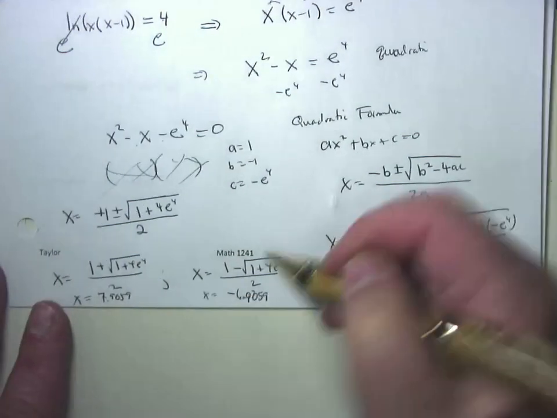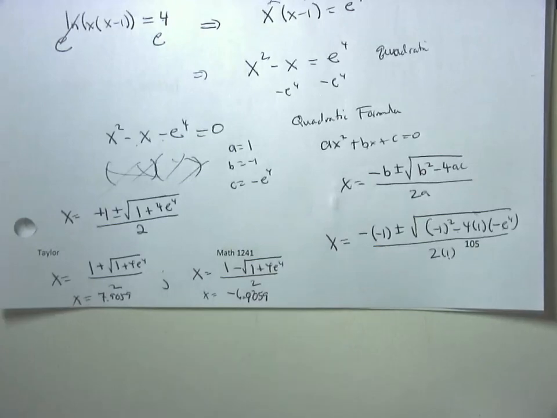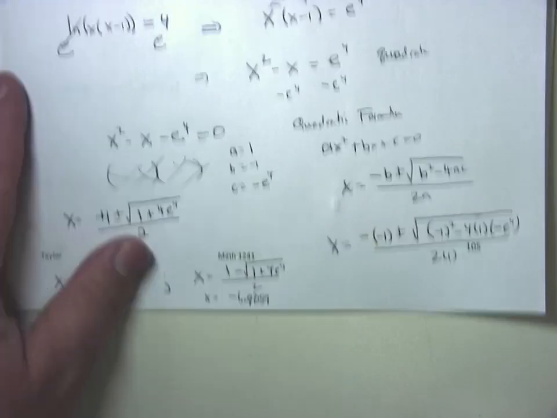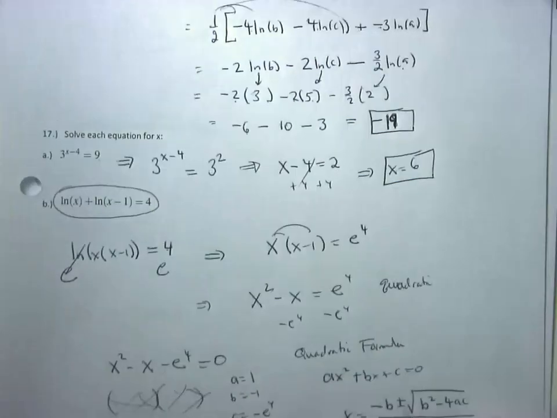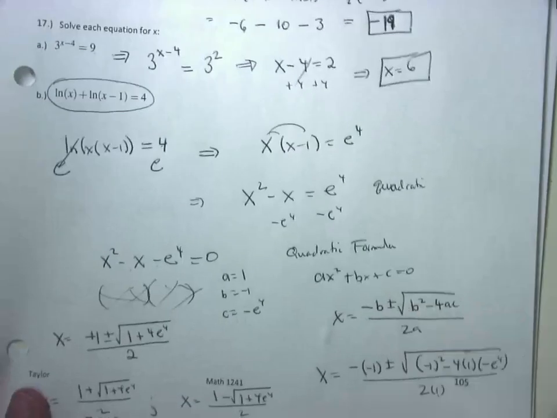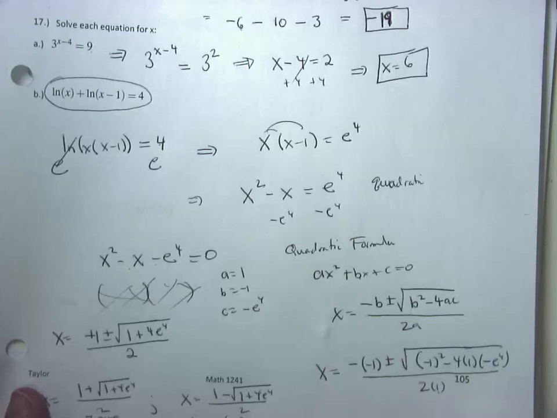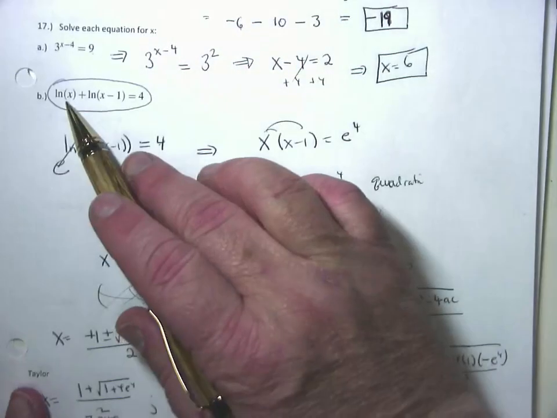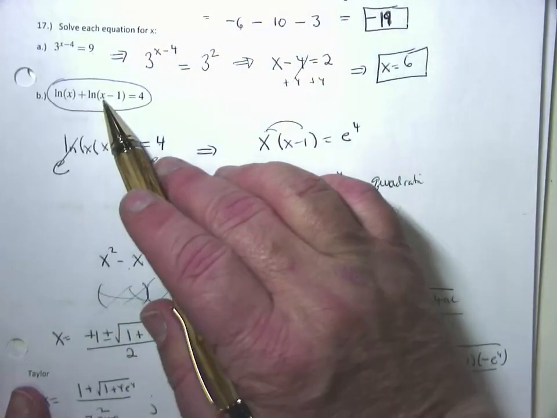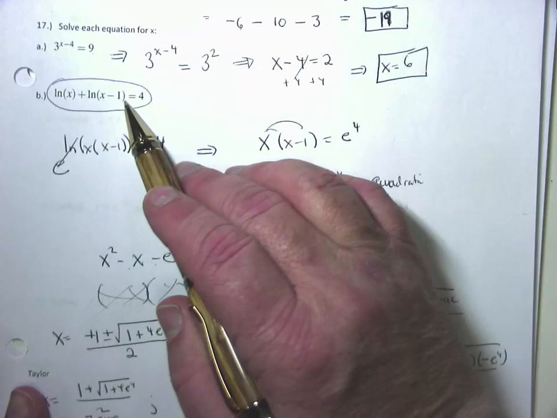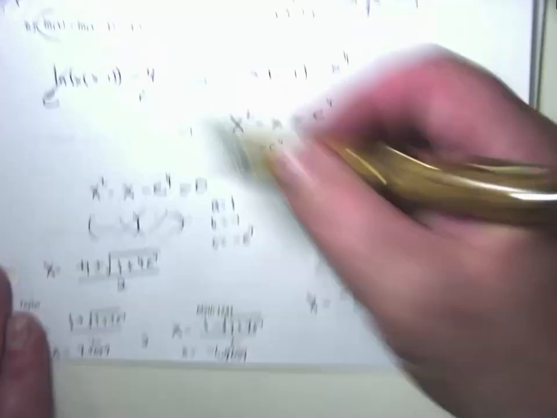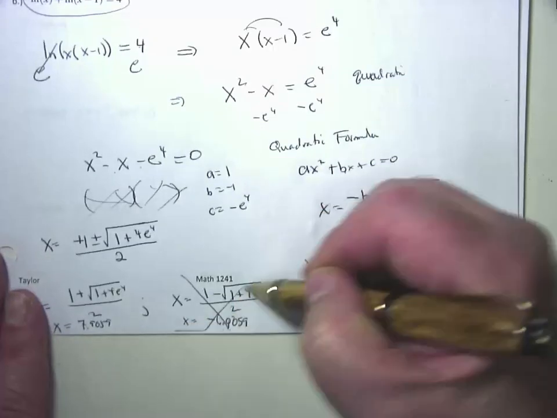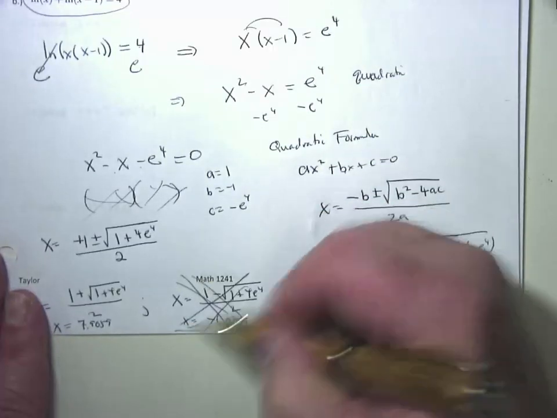Now, I do not knock off answers just because they're negative. But I got to go back and plug them back in to check them in the original equation. And when I take negative 6.9 and plug it in, the natural log of negative 6.9 minus 1, which makes it negative 7.9, I can't take the log of a negative number. This is a violation of rules of math. This is not one of my answers.